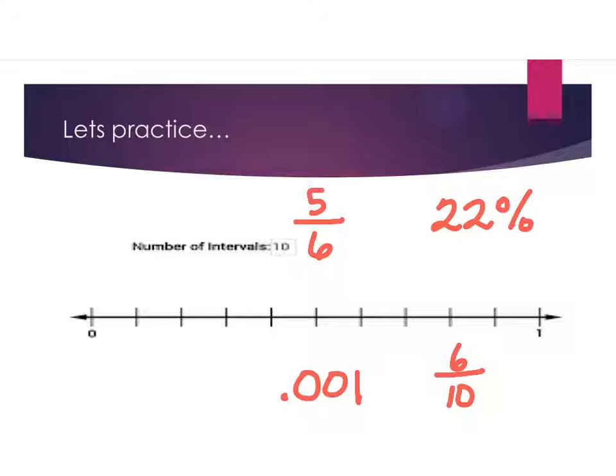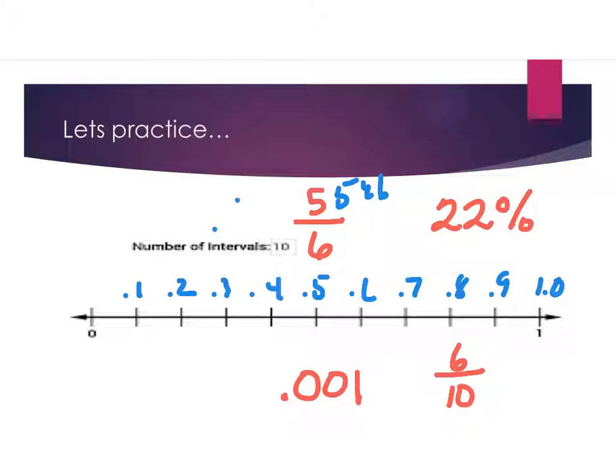Okay, so remember, I'm just going to go ahead and put my tenths there. This is 5/10, 1/10, 2/10, 3/10, 4/10, 6/10, 7/10, 8/10, 9/10, and 1.0. So 5/6 is 5 divided by 6, which works out to be 0.83 with a repeater. So where is 0.8? 0.8, here it is. 0.83 will be somewhere in between 0.8 and 0.9. So here is 5/6.